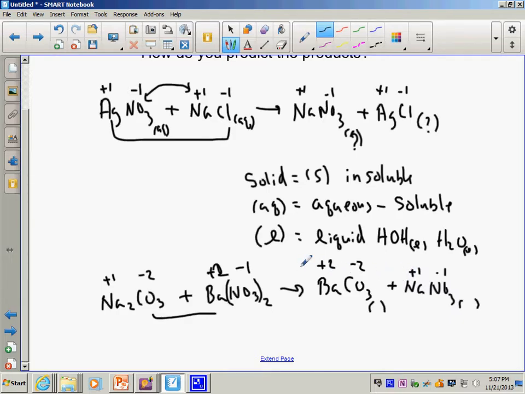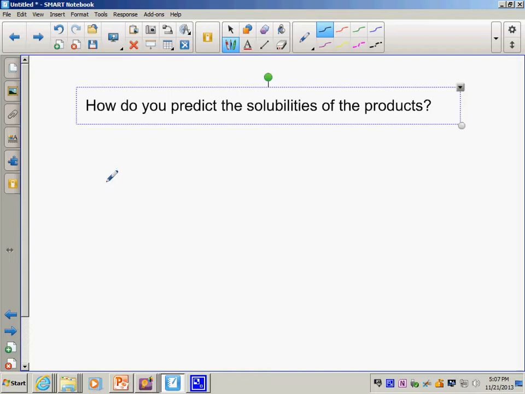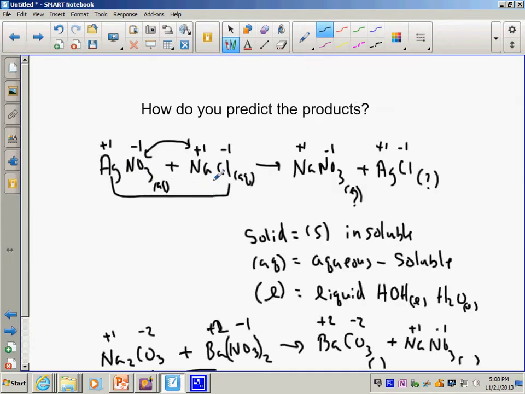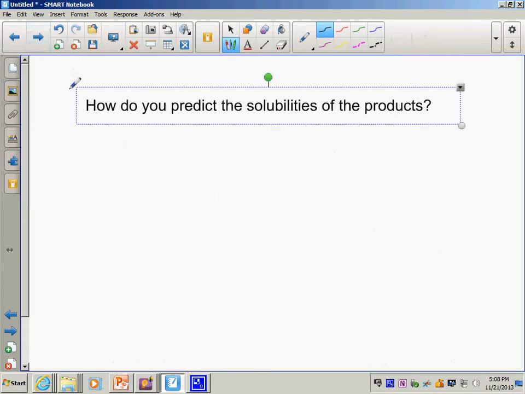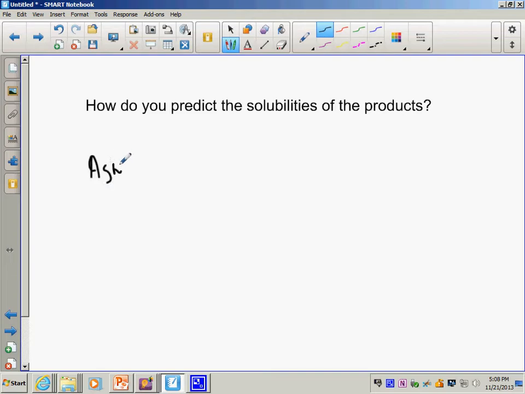Now, how do you end up predicting these particular products' states? That is on my next slide here. I'm going to do the first example, which is the silver nitrate and sodium chloride. So I have my reaction. I already predicted my products. AgNO3 plus NaCl yields AgCl, and I mentioned in the very first slide that that one forms a solid, and then I have NaNO3. I have to predict the states on both of them.